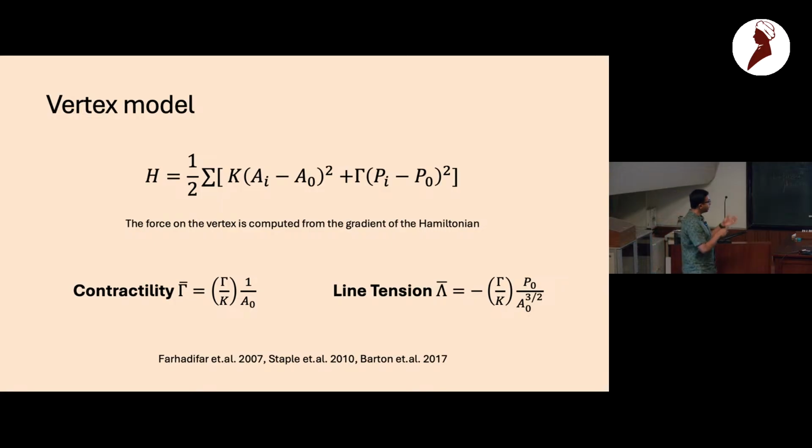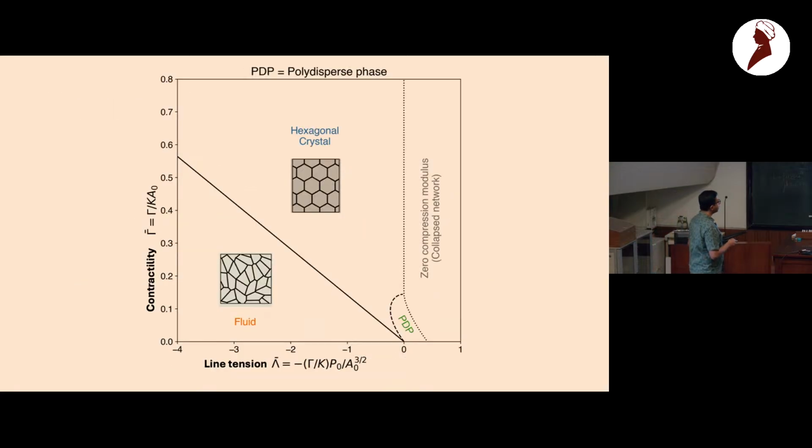In fact, in the original vertex model paper, they created a phase diagram based on normalized line tension and normalized contractility, which showed that depending on the value of these two parameters, you can be in a different part of the phase diagram. Okay? So for example, if you have low contractility and low line tension, you have a fluid-like network, whereas if you have high line tension or high contractility, then you have a crystalline state.